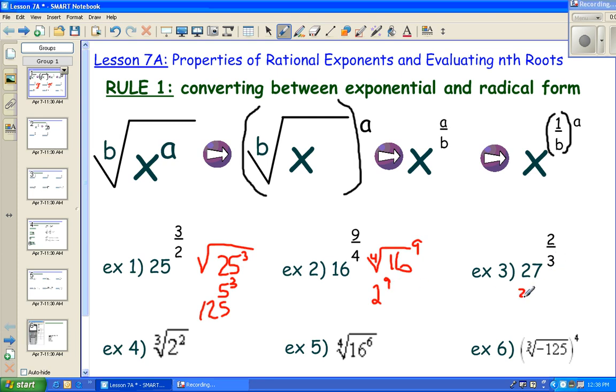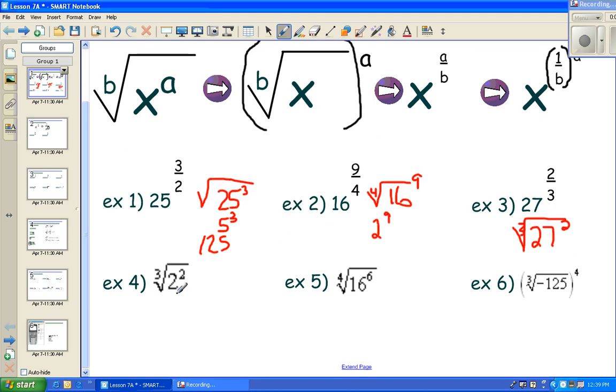Here we're talking about the cubic root of 27 squared. Put that 2 inside or outside, it's up to you. Now if you see it in radical form, that's going to be 2 to the 2 over 3 power.